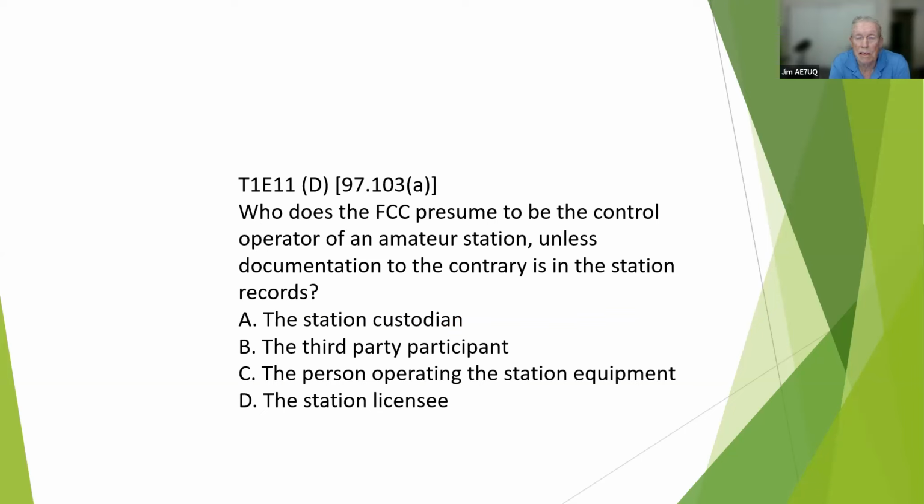Who does the FCC presume to be the control operator of an amateur station unless documentation to the contrary is in the station records? Station licensee. So if you hold the station license, then you're assumed to be in control and following the FCC rules.